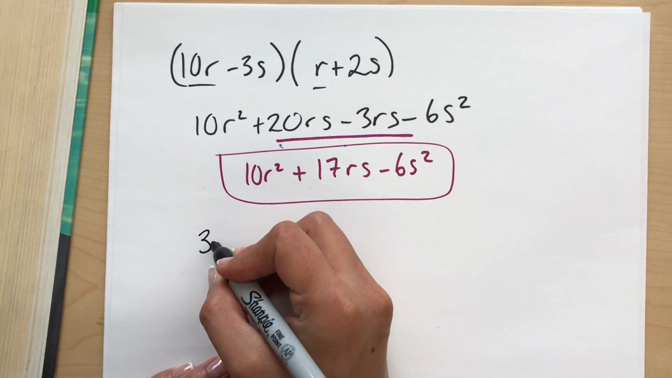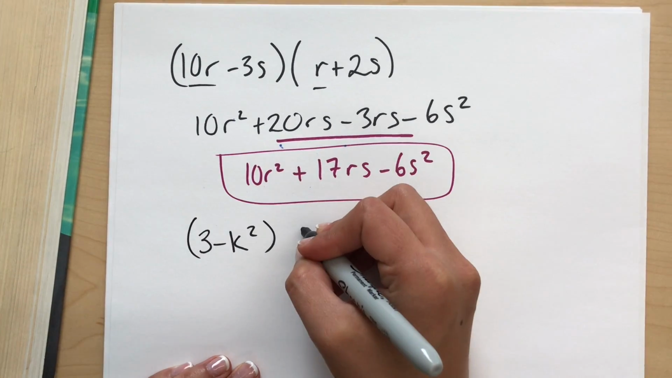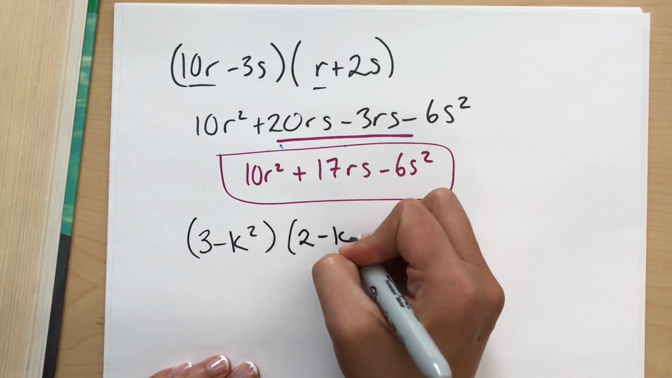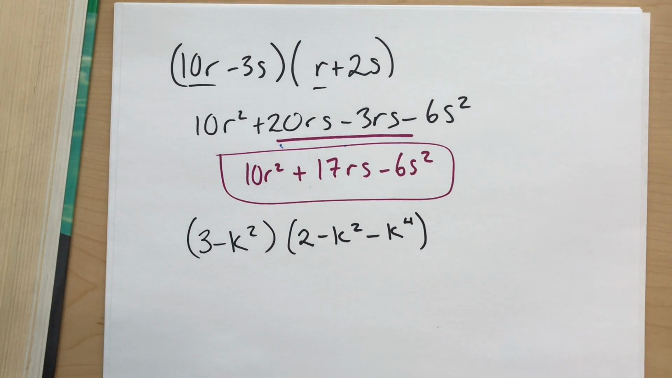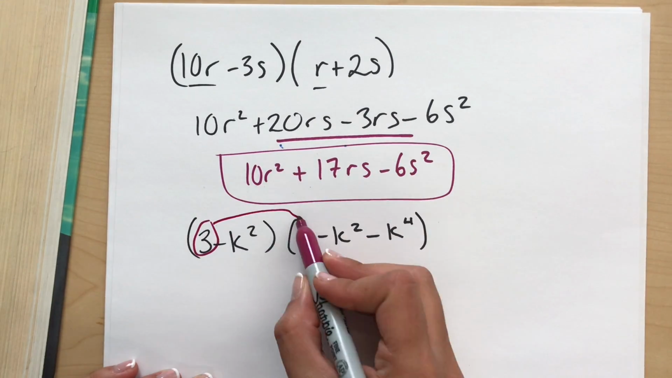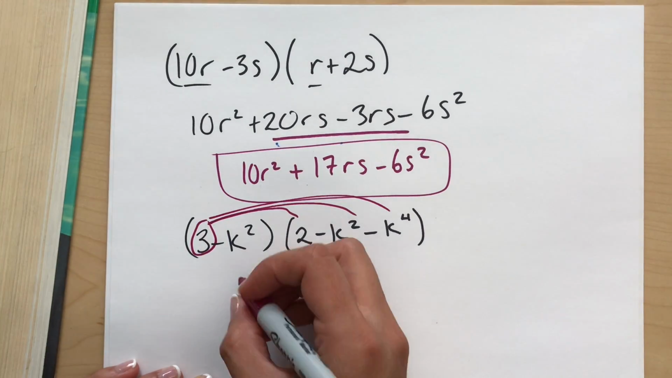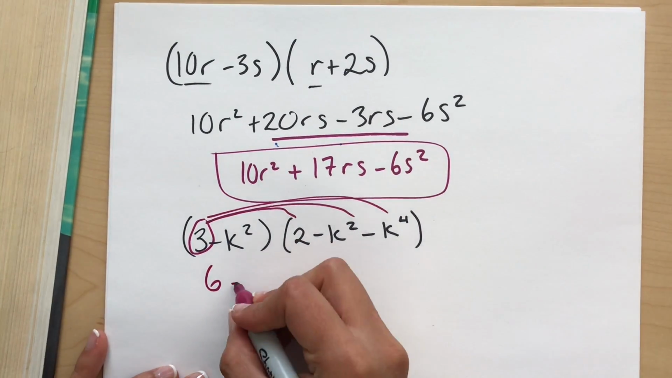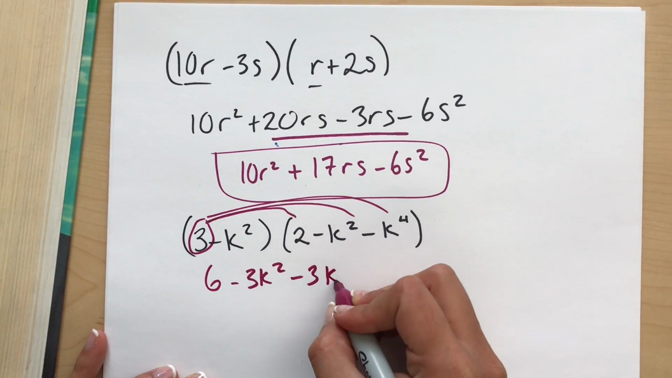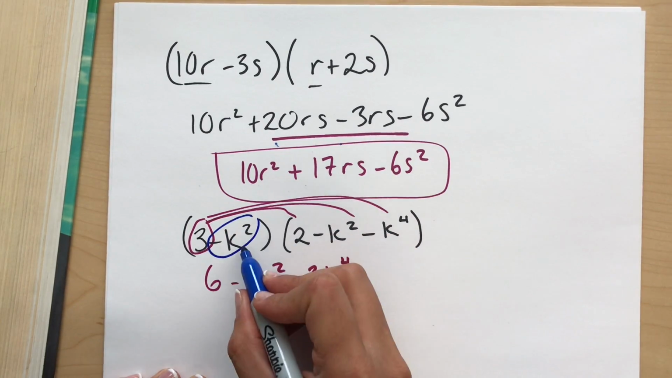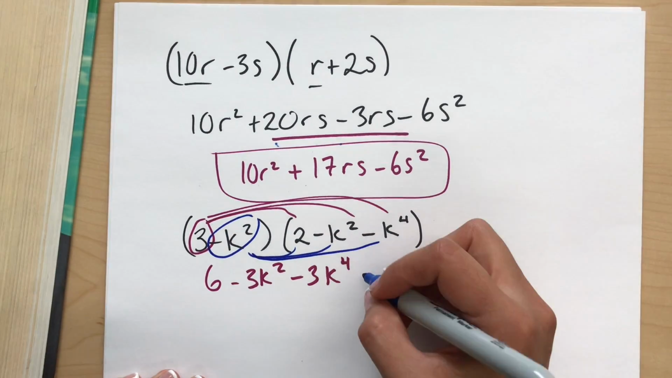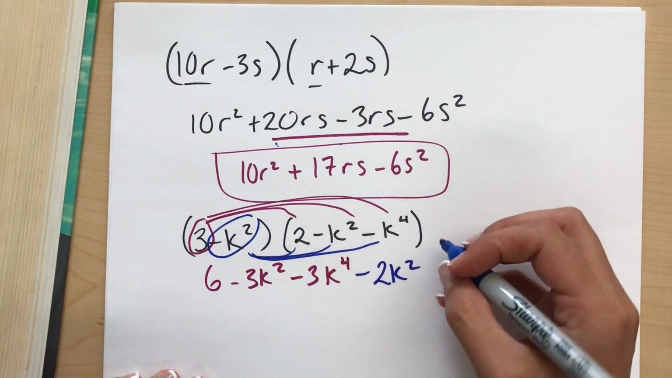Yet sometimes we will have more than two terms, so we will have to get used to that. Let's take another one. Let's say we have 3 minus k squared times 2 minus k squared minus k to the 4th power. I'm just going to take this 3 and multiply it to all three terms here. So we get 6 minus 3k squared minus 3k to the 4th. Now I'm going to take negative k squared and do the exact same thing, hopping it to all three terms.